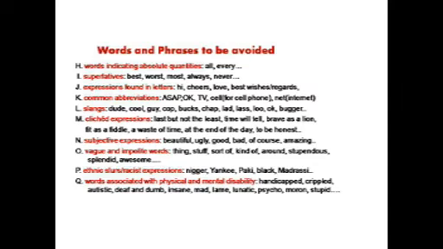Next, vague and impolite words. Words which are not very clear. Like thing. When somebody says thing, you don't know what it is. It can mean anything. Or like stuff. Sort of, kind of, around, stupendous, splendid, awesome.